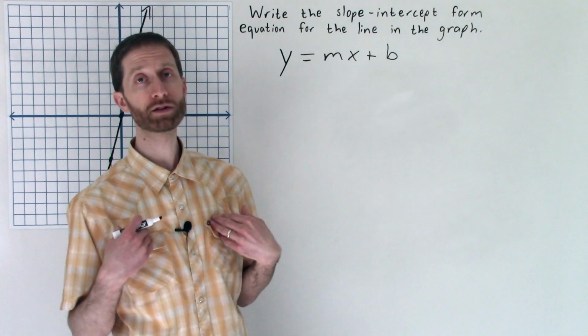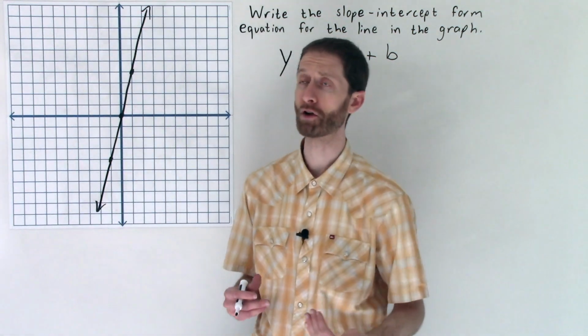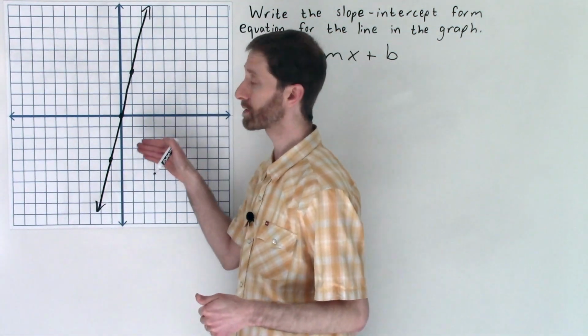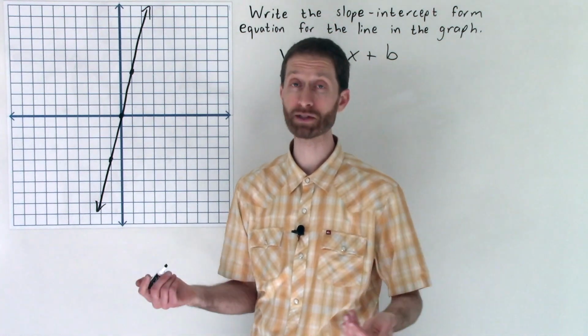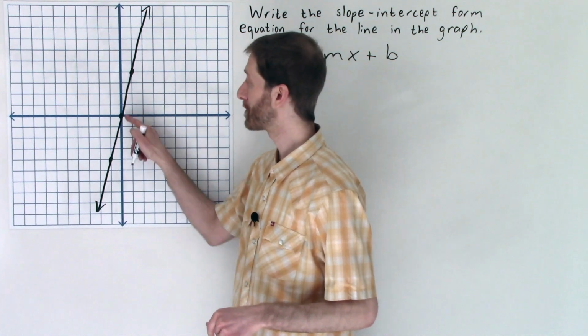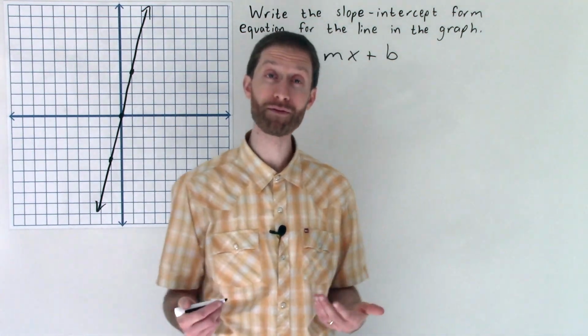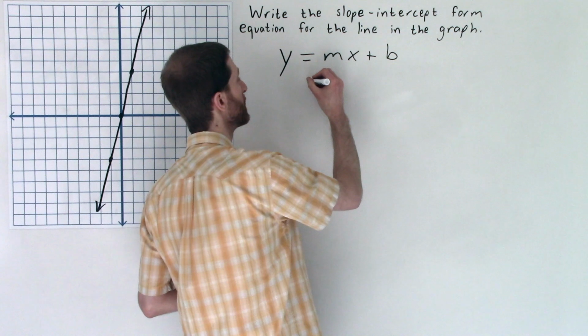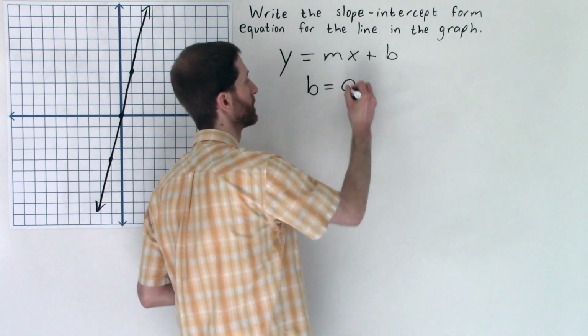I like to find the y-intercept first because that's normally what I graph first. So I'm going to look to the y-axis to see where the line intercepts or crosses the y-axis. And it happens right here. That happens at the point 0, 0. So that's a y value of 0, which means that my b value is equal to 0.